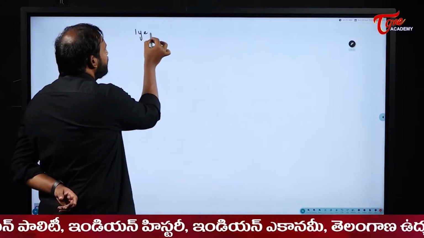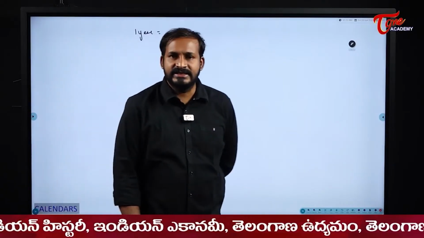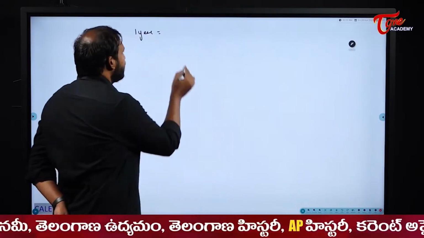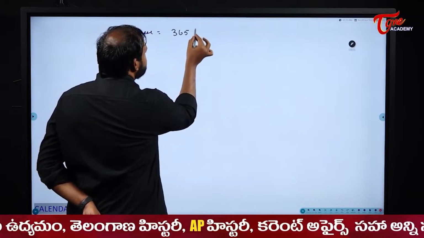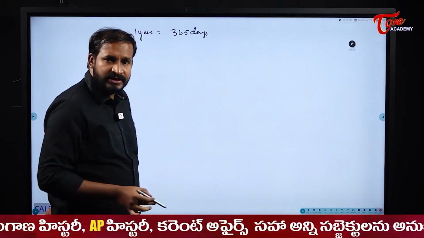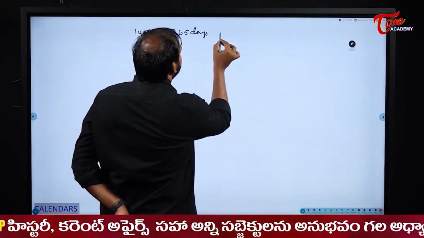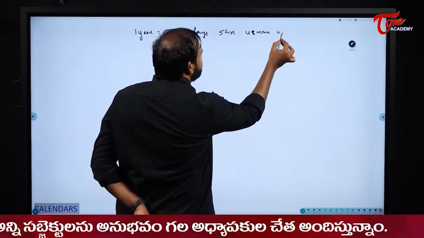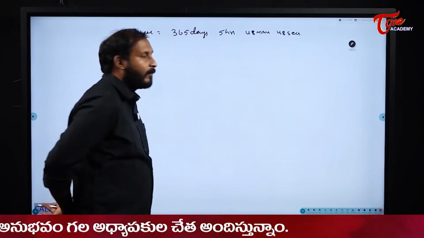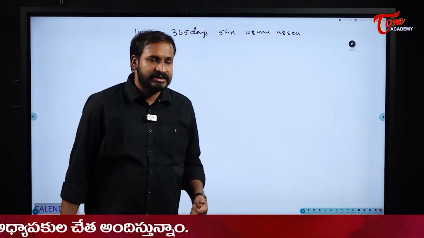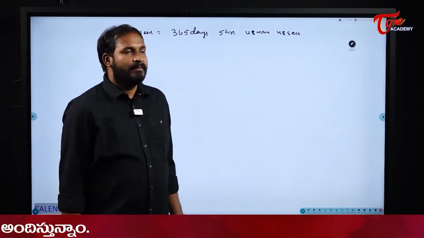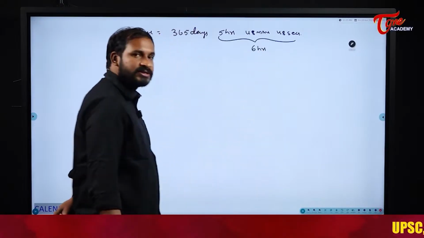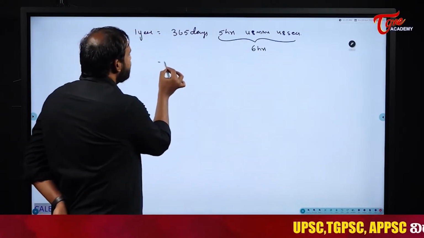Tell me, generally, 1 year contains how many days? We will take it as either 365 or 366 days, sir, based on the time. But actually speaking, 1 year contains 365 days, 5 hours, 48 minutes and approximately 48 seconds. But what we will do is, we will approximate this as 6 hours.